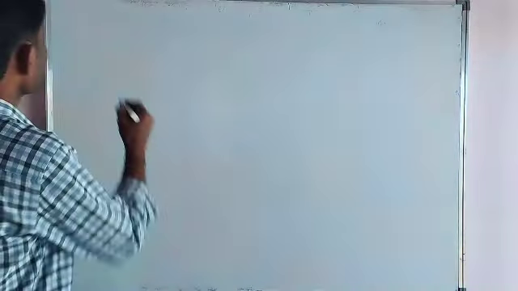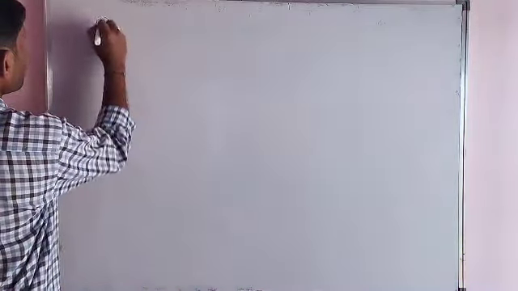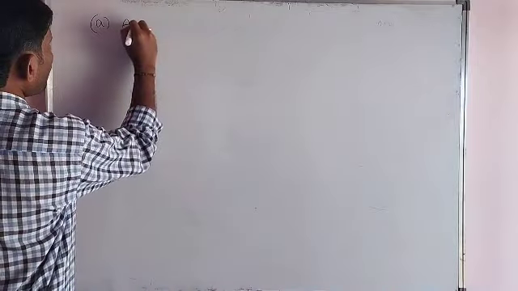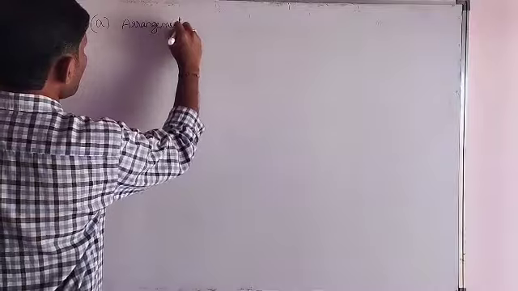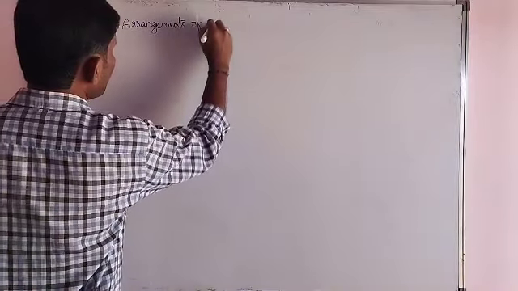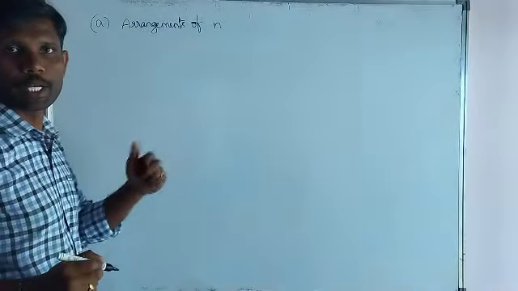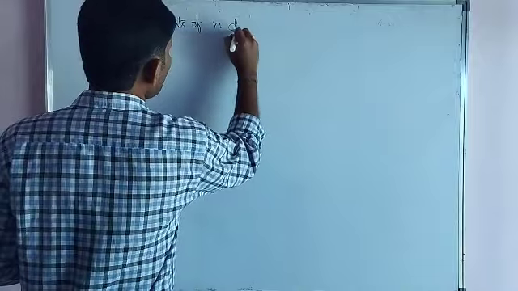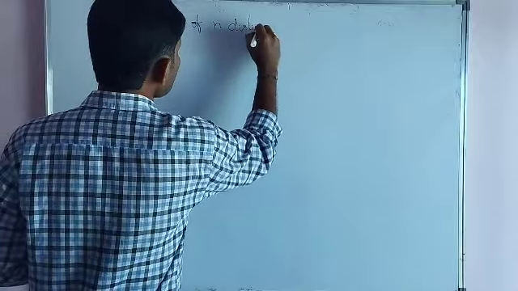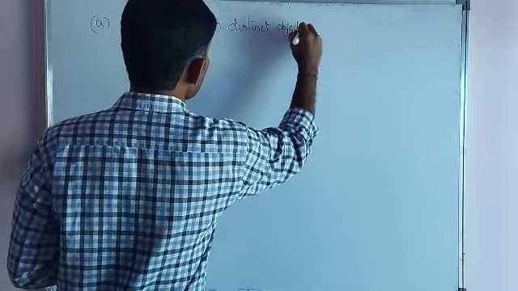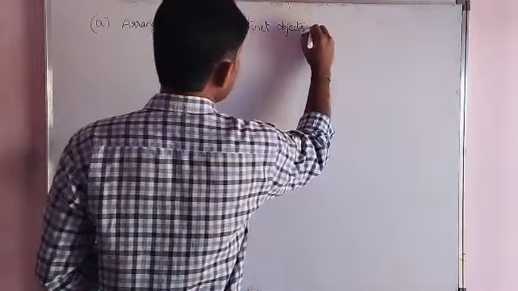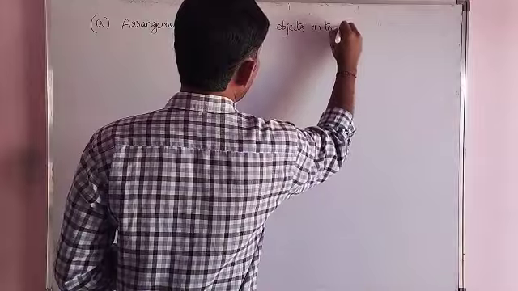So first one, number of arrangements of n distinct objects into R groups. N distinct objects into R groups.